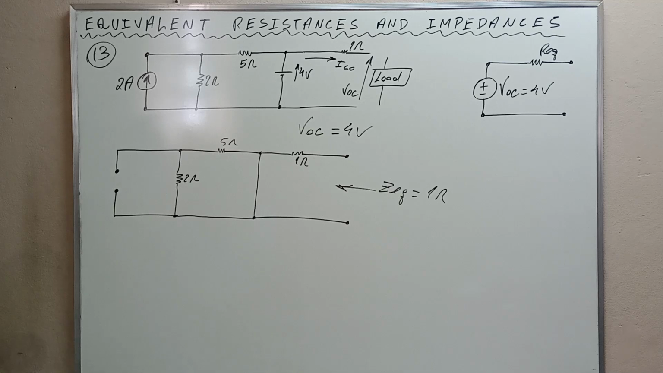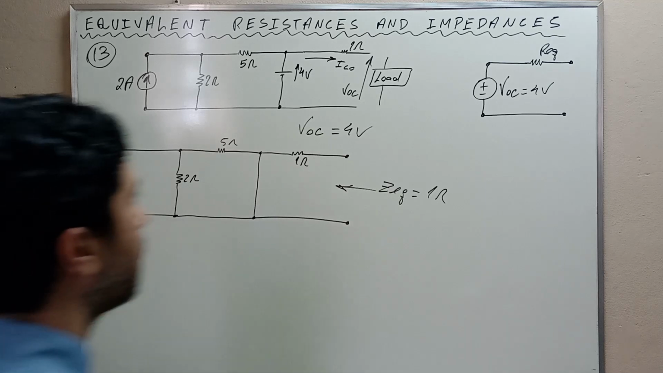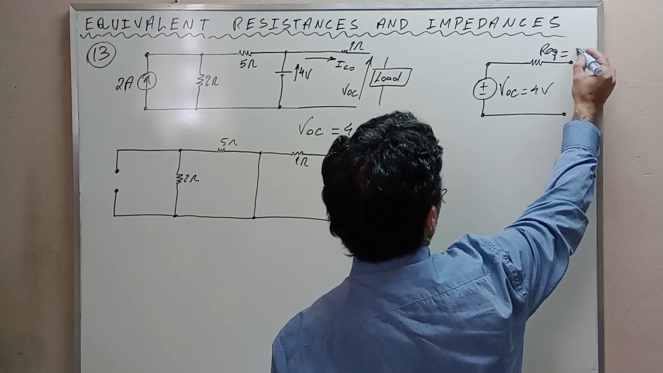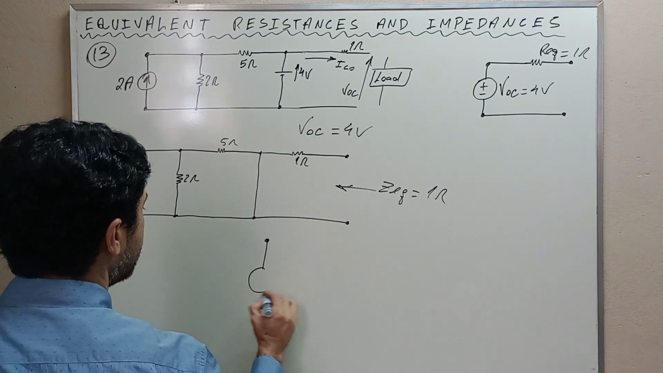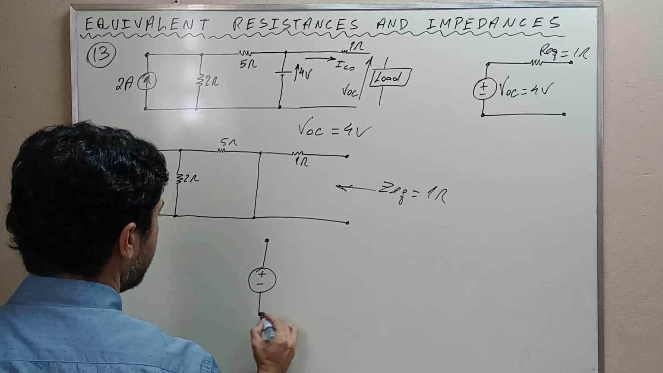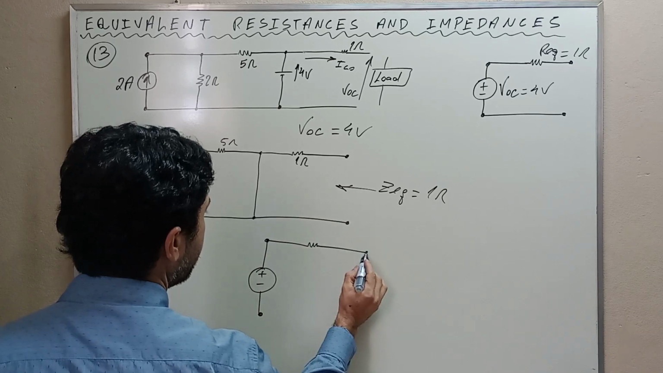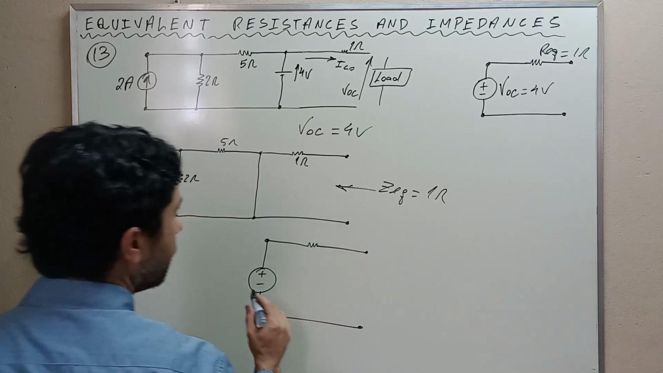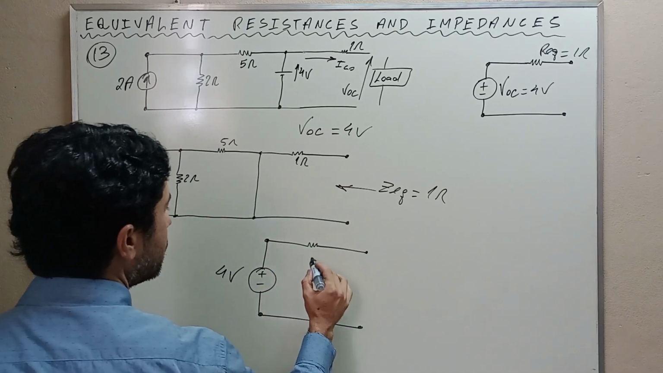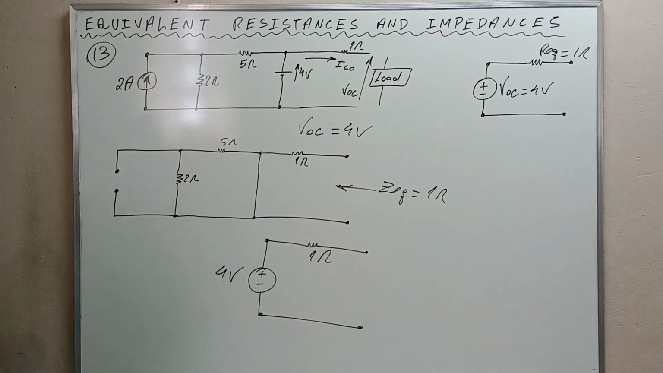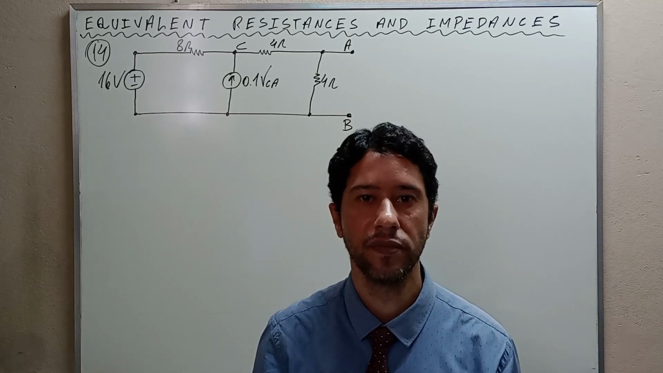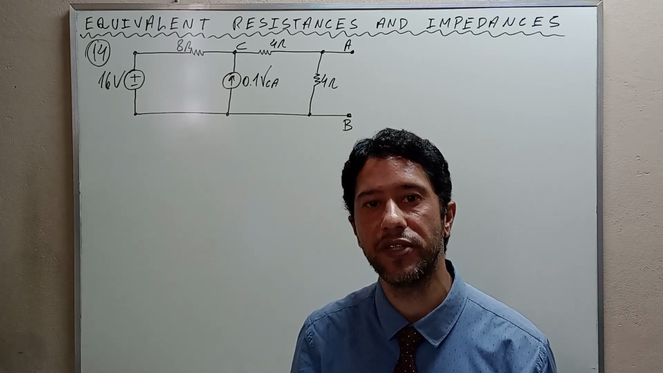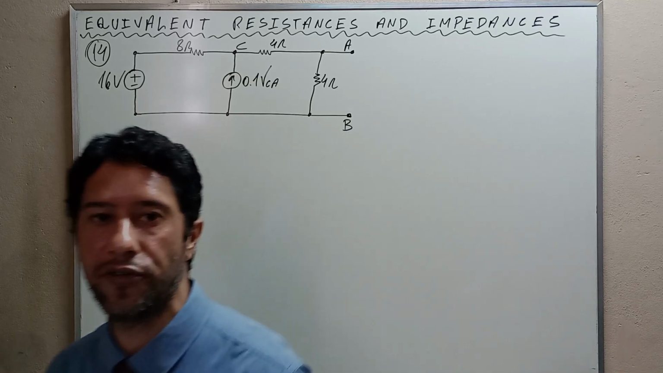Therefore, the Thevenin equivalent circuit is 4 volts, 1 ohm. And this is all for the discussion of exercise 13. Let's go to the next. Let's go to the last exercise. Let's go to exercise 14.